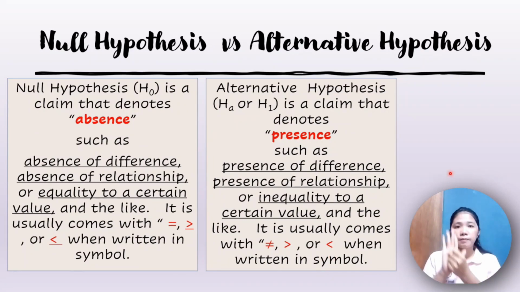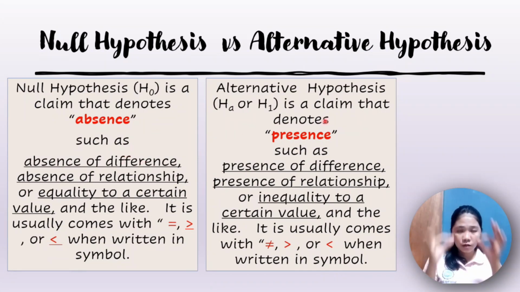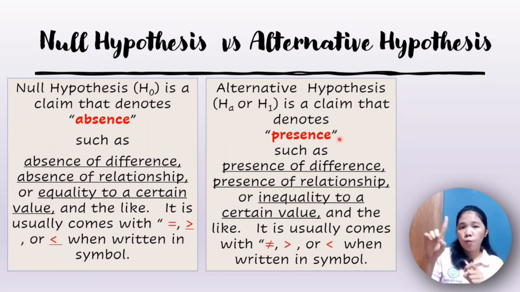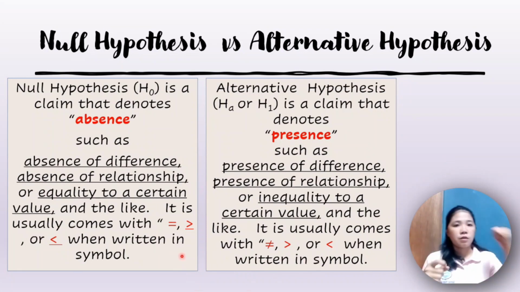Okay, in other words, the process of hypothesis testing involves making a decision between two opposing hypotheses, the null hypothesis and the alternative hypothesis. These two hypotheses are formulated in such a way that one is the negation of the other. For example, if we make use of equal sign, the negation of this is not equal to.